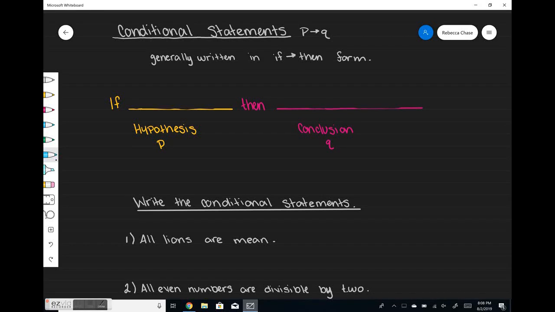Hey guys, so the next section that we do is going to be on conditional statements and biconditional statements. Alright, we're going to try to throw it into one section. A few things before we start. One, make sure you're taking notes.